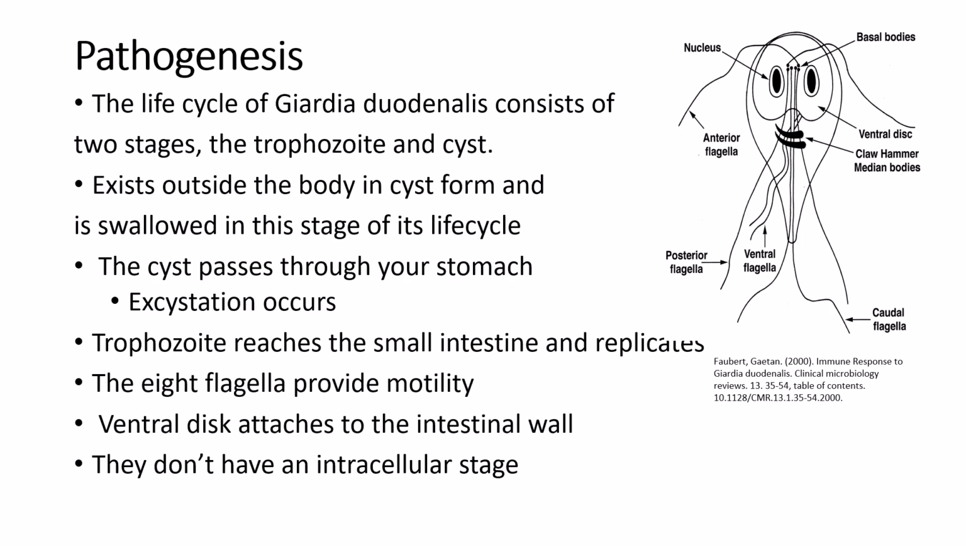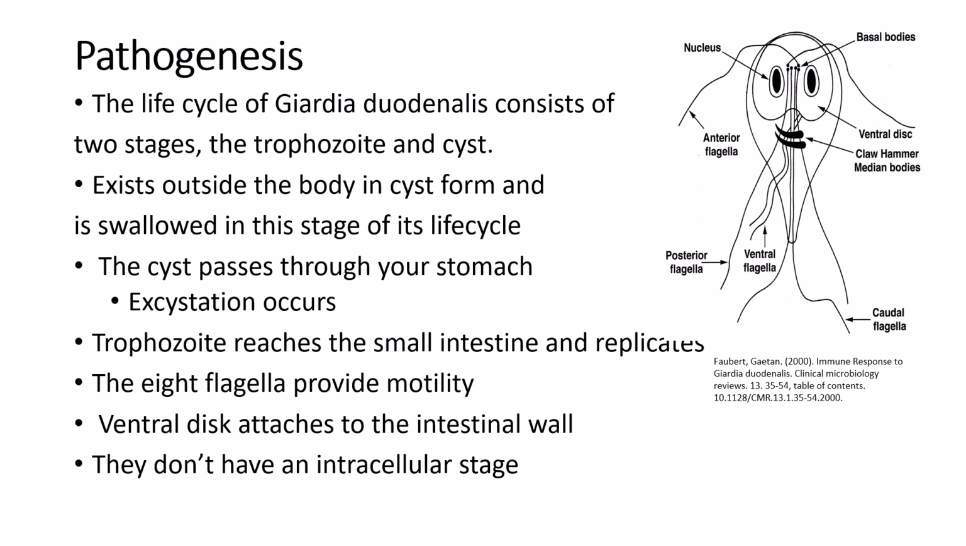So the life cycle of Giardia duodenalis consists of two stages, the cyst and the trophozoite. The cyst exists outside the body and is swallowed, and then the cyst passes through your stomach, and then excystation occurs. This is when it becomes the trophozoite, and then the trophozoite reaches the small intestine and begins to replicate. Then once it's there, you can see through the 8 flagella, they provide motility.